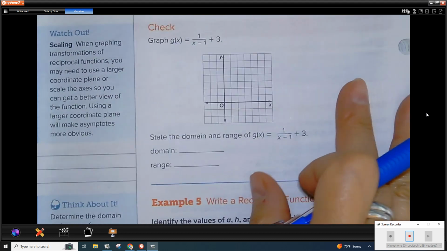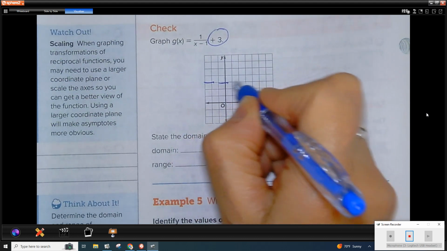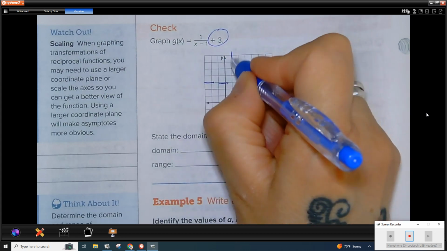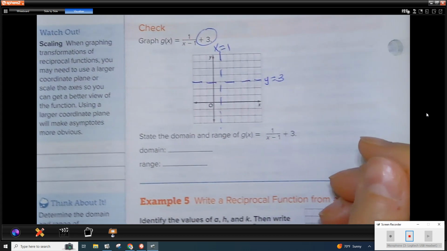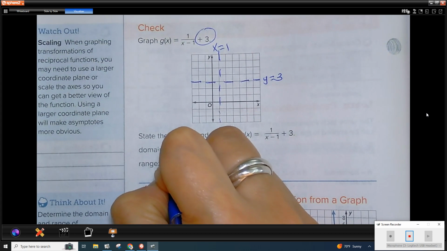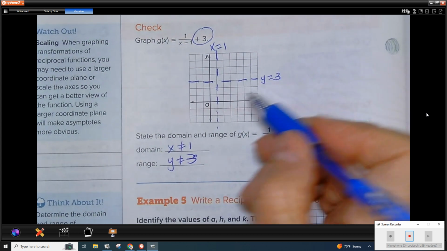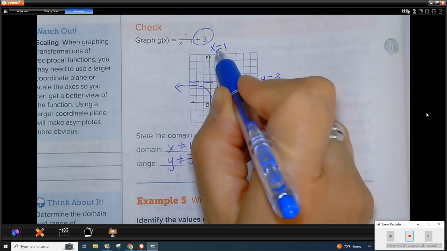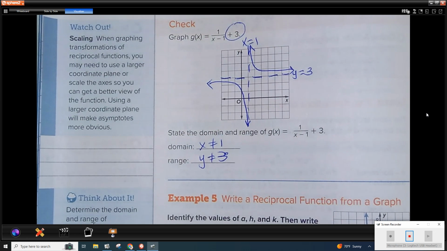Okay, so now let's do this one. K is plus 3, so I'm going to have a horizontal asymptote at y equals 3. H is 1, because it's the opposite of that, so x equals 1. That would make that 0. So domain: x can't equal 1. Y can't equal positive 3. And since there are no transformations, you just sketch it not to cross your asymptotes. That's it. That's a hyperbola.